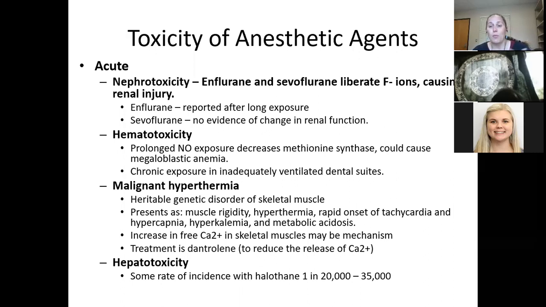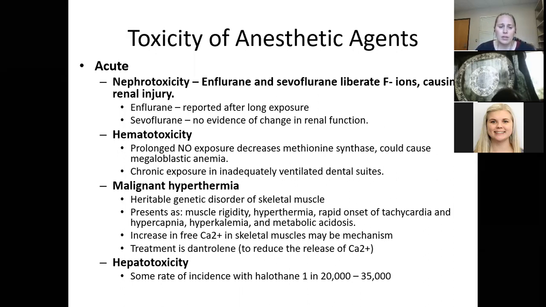And so once somebody does have this negative response, often people advise them and their offspring to get genetic testing to see if they're carriers of this particular gene. It can be treated with dantrolene, which is going to reduce the release of calcium. And again, the reason this occurs is because you've got an increase in release of skeletal calcium.